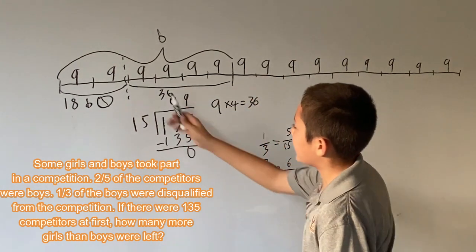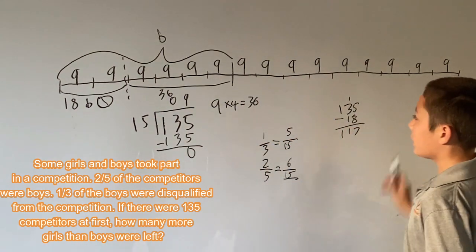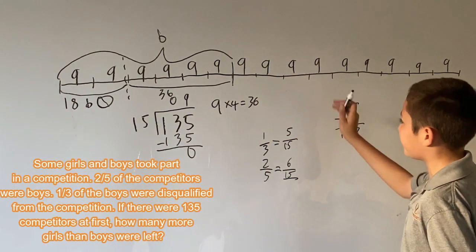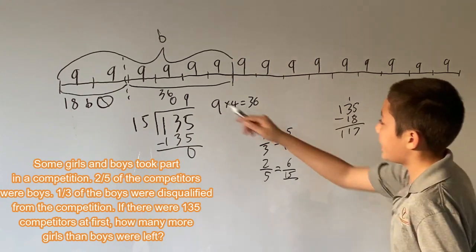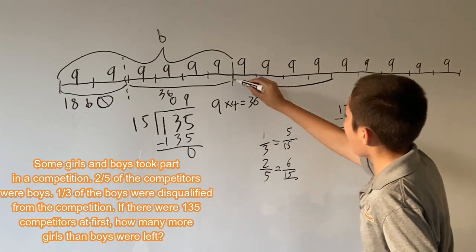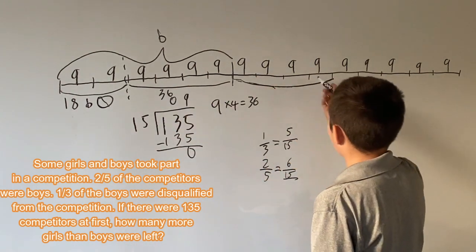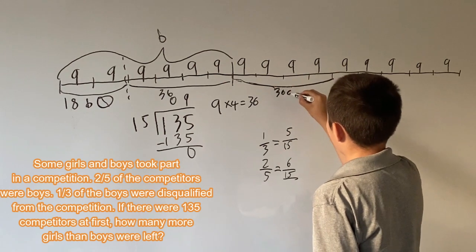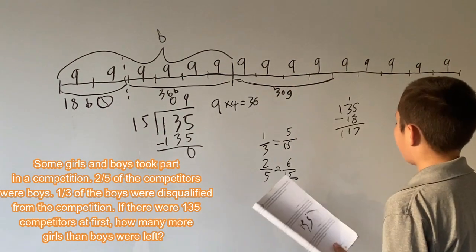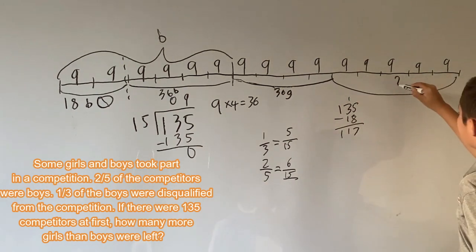Now we know this is how many boys there are left in the competition, meaning that this entire portion here is girls. We have to find out how many more girls there are than boys. If this is 36, then this entire portion here will also be 36, because there are 4 9s here, and there's also 4 9s here. 36 girls. We have to find out how many more girls than boys there are, meaning that this is the portion that we have to find out the number of.